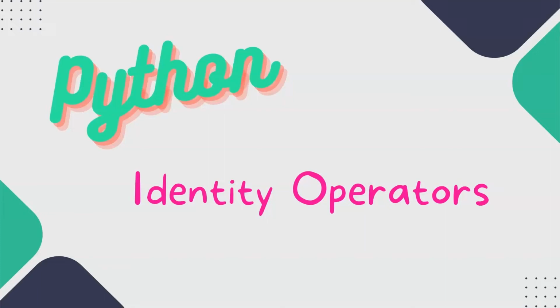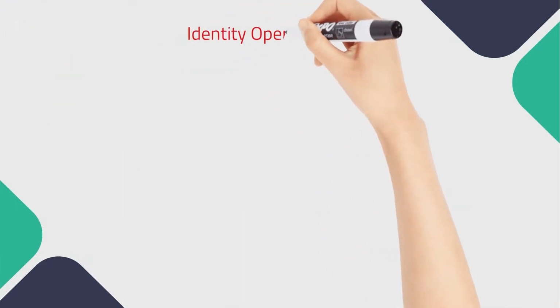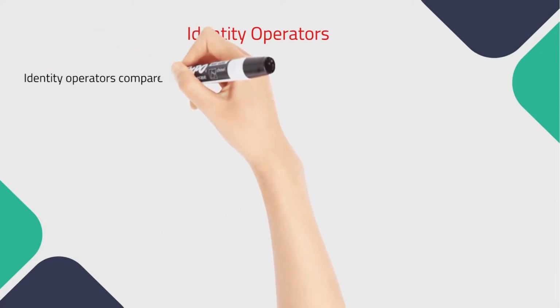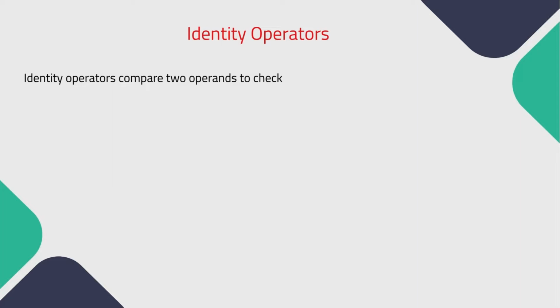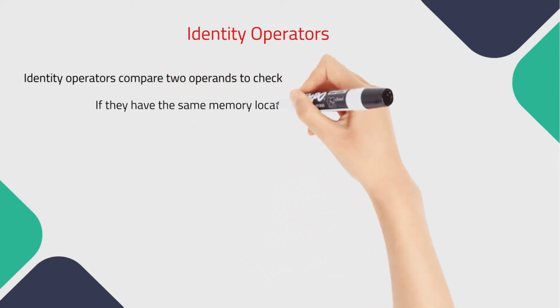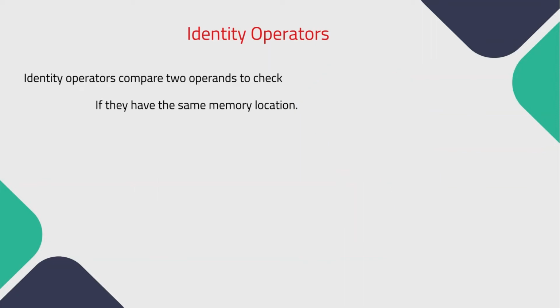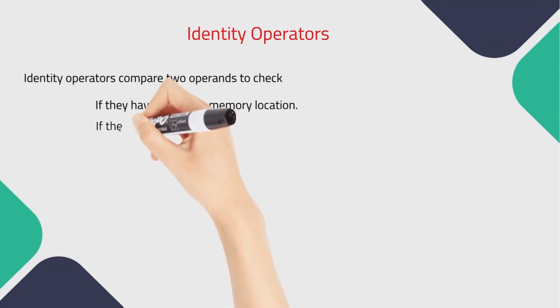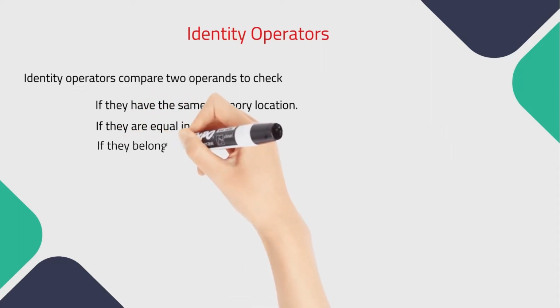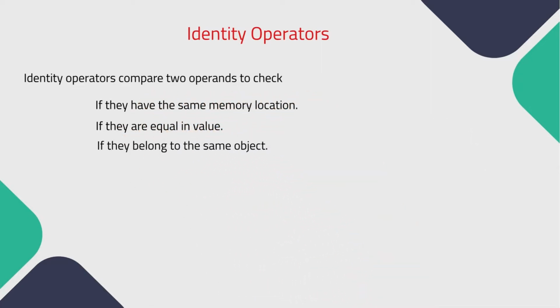In this video, we will discuss the different identity operators. Identity operators are used to compare two operands to check the below. If two operands have the same memory location. If two operands are same in value. If two operands refer to the same object.